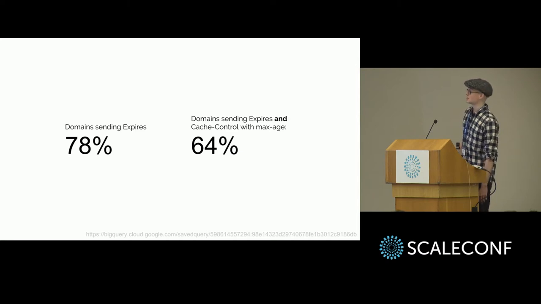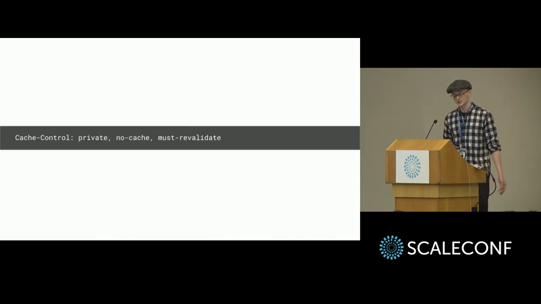And in reality, if you want your content to not be cached, this is all you have to do. Private says shared caches like Fastly won't cache the content, and we'll respect that. No cache says that the content is stale the moment it hits the browser. And must revalidate says you can't use stale content. So these are the only three directives you need to combine to make something not cacheable.